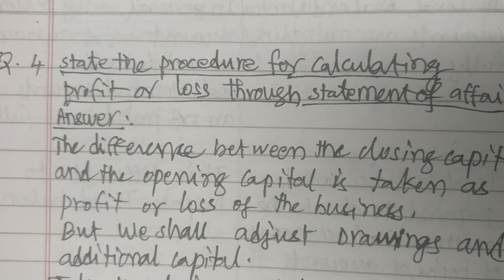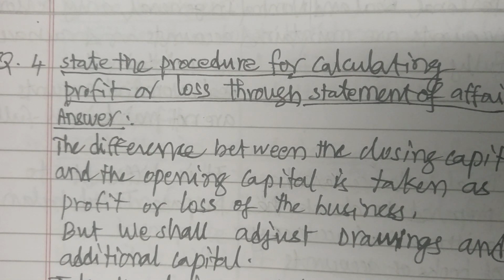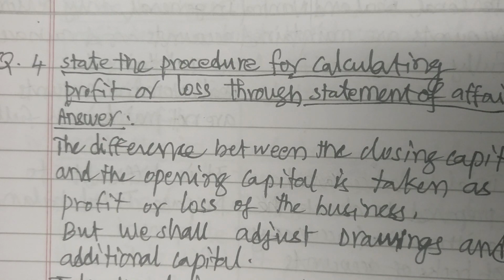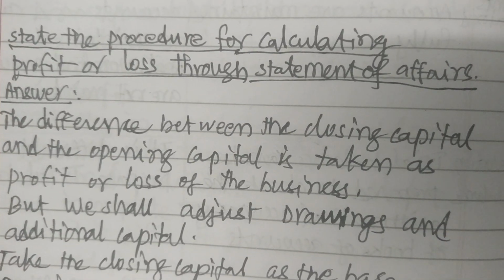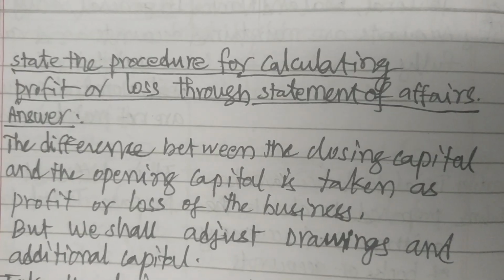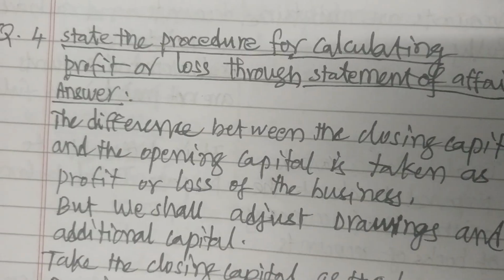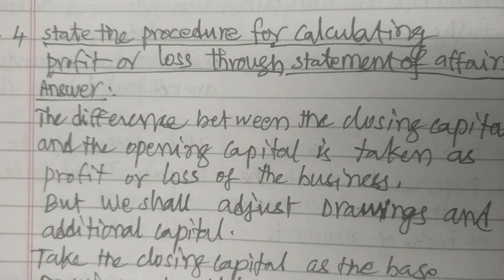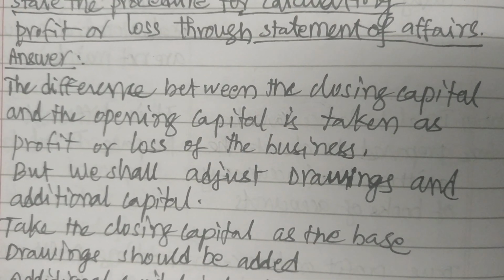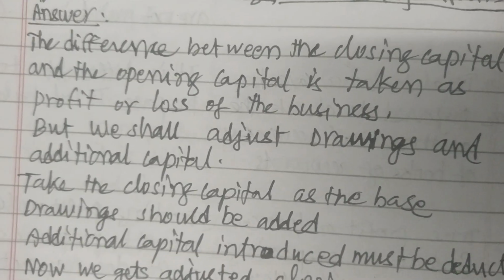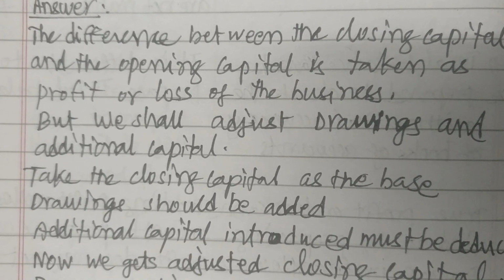State the procedure for calculating the profit or loss through statement of affairs. The difference between closing capital and the opening capital is taken as a profit or loss of the business. But we shall adjust drawings and additional capital.